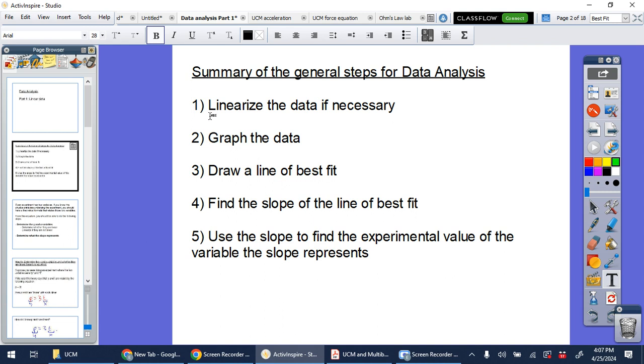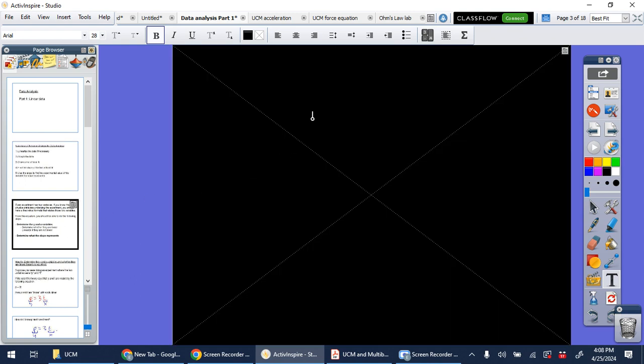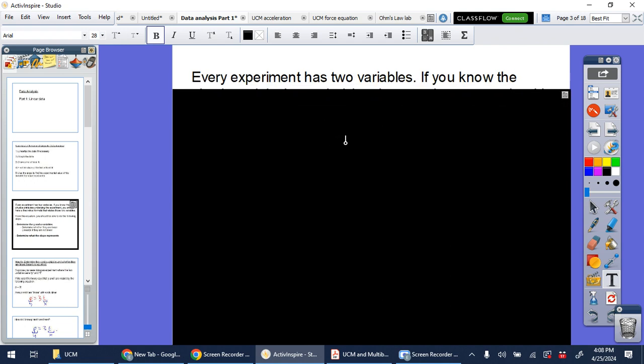All right. So I'm going to go into more detail about some of these steps a little bit later. But for now, I'm going to focus on certain preliminary steps, the very first steps you need to be able to start with, right? Even before you do these things. All right. So the first thing you have to recognize is that every experiment has two variables.